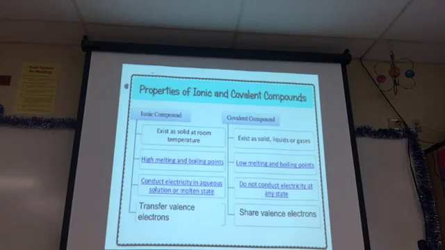Conducts electricity. Ionic compounds will conduct electricity when they're dissolved in water or molten. Covalents won't do that. Covalents don't come apart in water. And ionic compounds will transfer valence electrons where covalents share them. A little bit tougher of a bond.